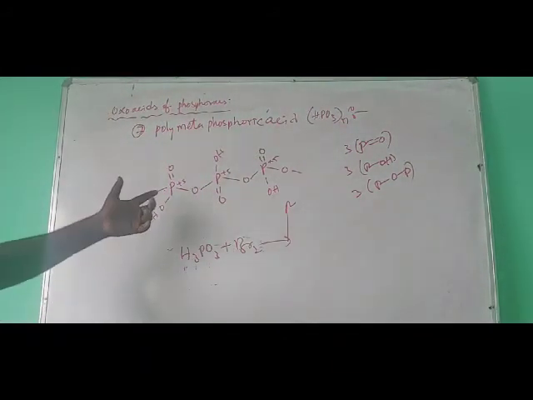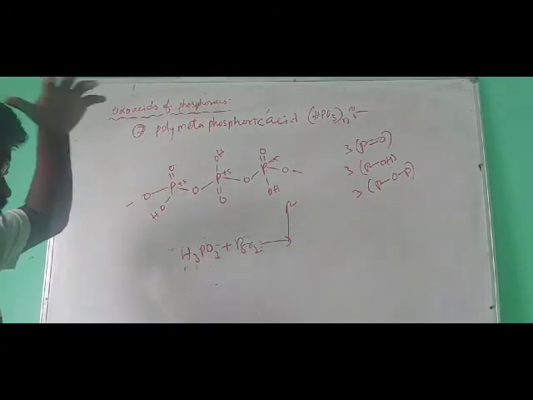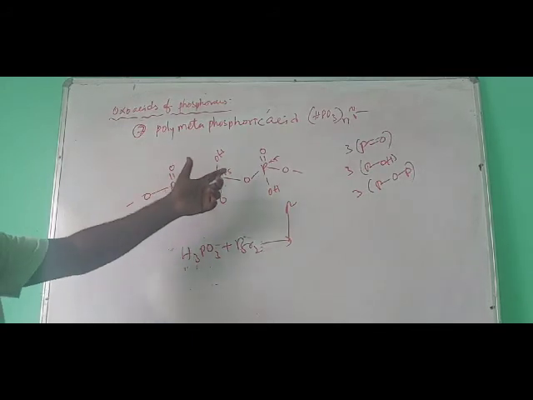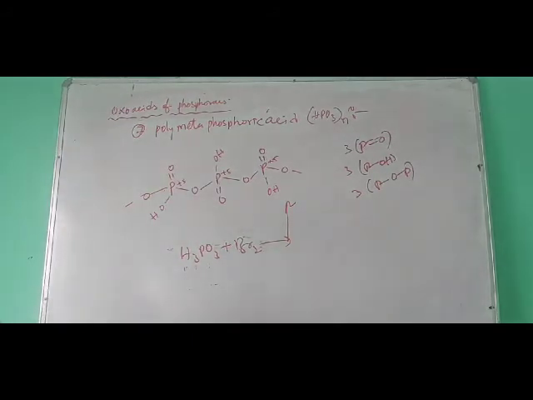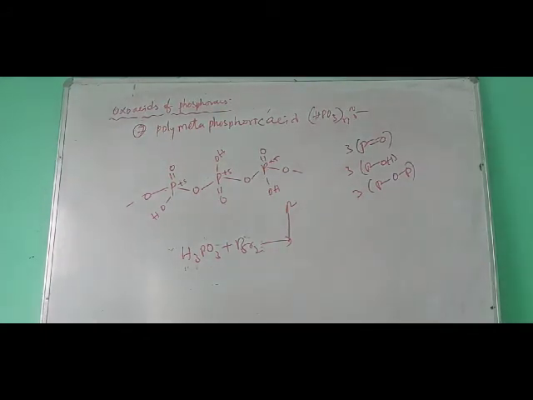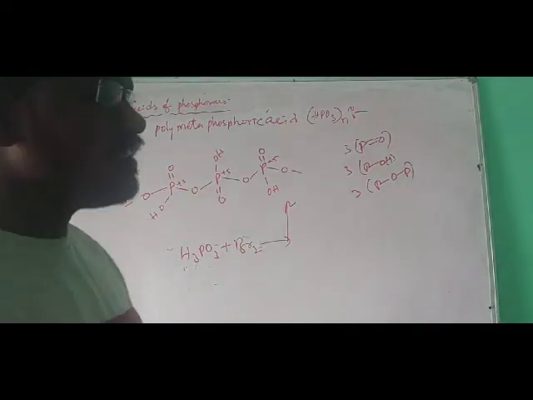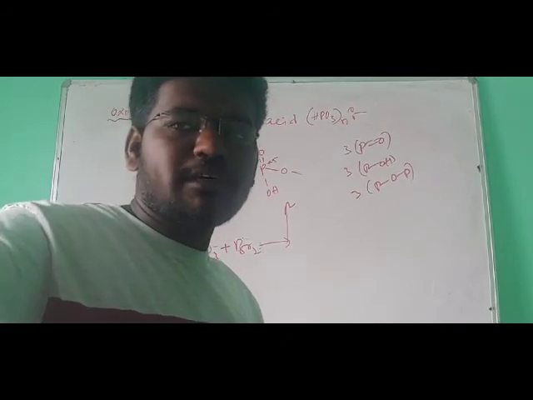Right? And in this one, each molecule in this polymetaphosphoric acid, you see each phosphorus undergoes sp3 hybridization, and the geometry is tetrahedral. Right? So this is about all the acids. And next, the preparation, the geometry, the structure, hybridization, and various types of bonds present in each and every oxo acid of phosphorus.